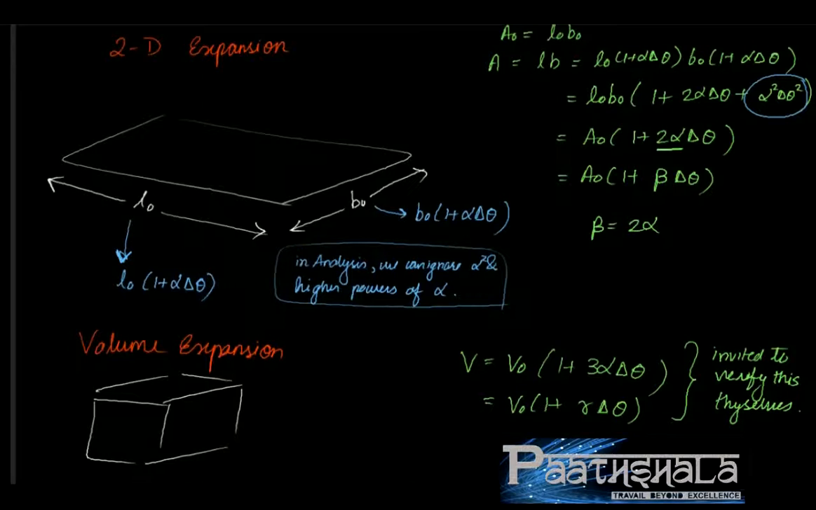Yes, all three dimensions will expand linearly. Perfect. And those things we will ignore. Higher powers of alpha we are ignoring, right? So gamma is equal to 3 alpha. Gamma is equal to 3 alpha, right? And beta is equal to 2 alpha.